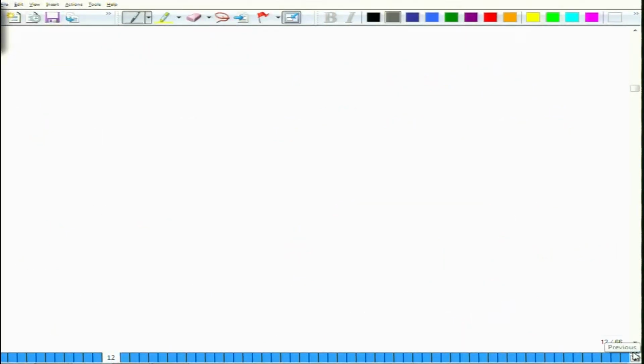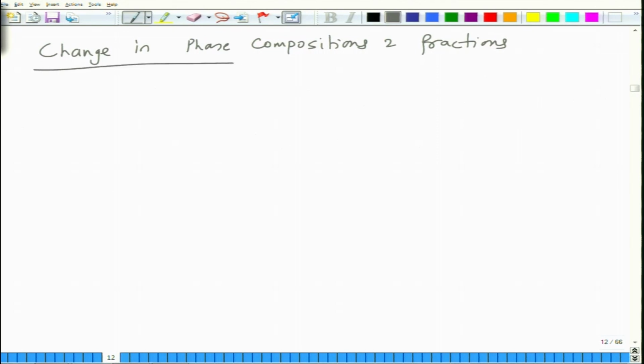So now let's look at changes in the phase compositions and fractions. Let us first begin with the eutectic composition itself.